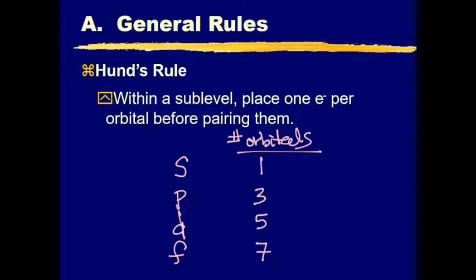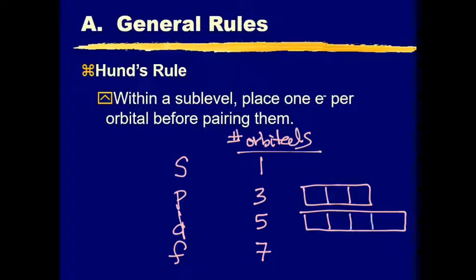So when I say number of orbitals, that's how many boxes you could draw. S just has the 1 box, P would have 3, so you could draw it out like this. D would have 5, and then F would have 7. Just the 1 box there for S. Within each of those boxes, that's how many electrons can fill there.